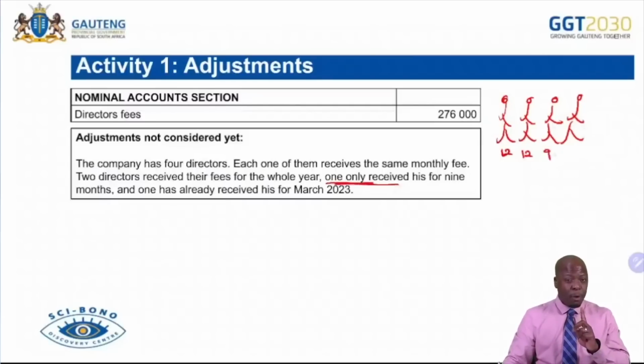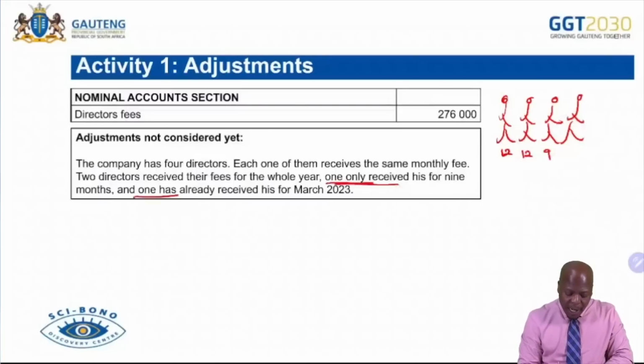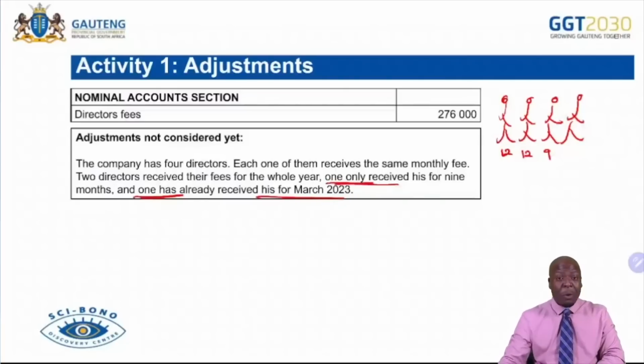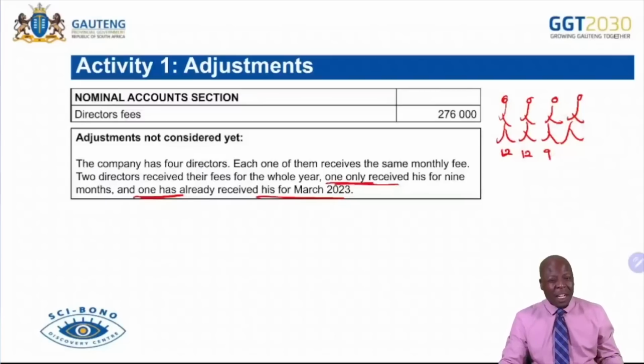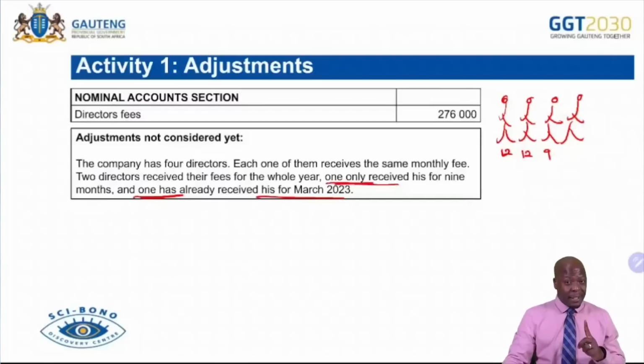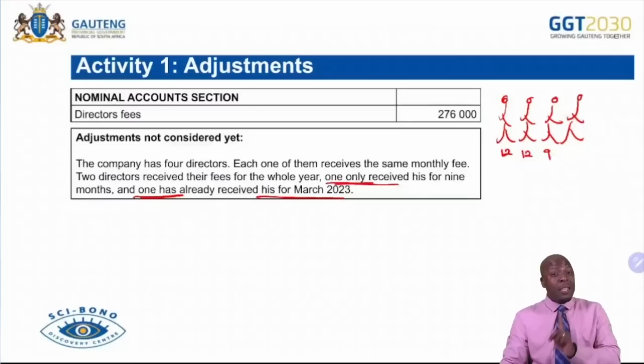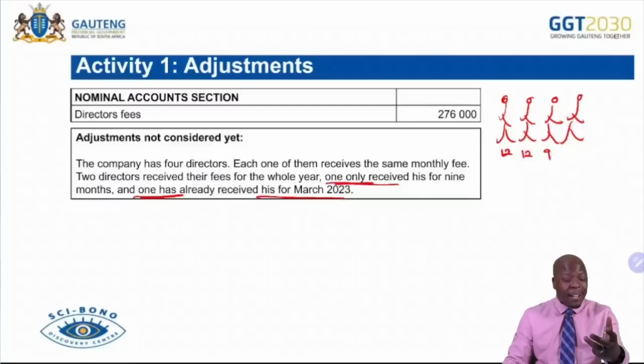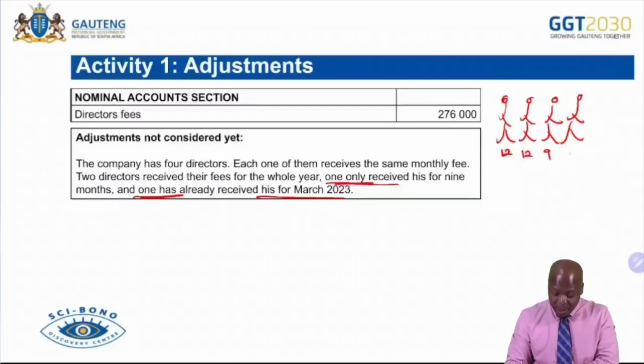So already we know we owe him outstanding, owing director's fees, because we paid him for 9 months. Let's hear. And one has already received for March. Oh, so the 4th director has already received for March. When is March, by the way? The financial year, remember what I said? It begins in March, it must end in February. The moment we begin to talk about the next March, it's a prepaid expense already. We're paid in advance. So this guy is not 12, it's not 9, it is actually 13. 13. Are you still following me?